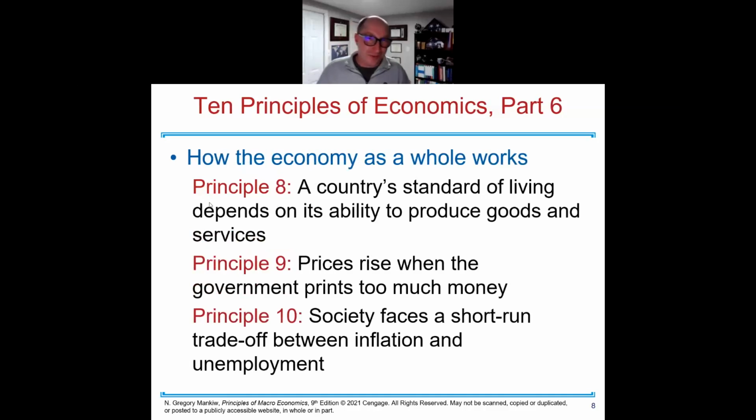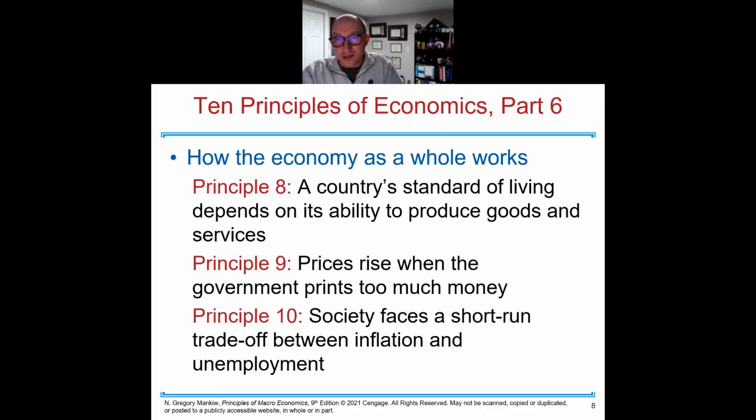The last 3 principles we look at are how the economy works as a whole. If you look at the country as a whole, the United States as a country, we look at the standard of living that we have here. And it really depends on the country's ability to produce goods and services. We call that gross domestic product. The higher the gross domestic product, the better off the country is.